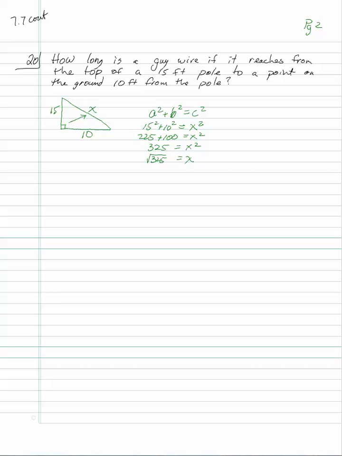And it's plus or minus, but again, since it's a real-life application problem where we don't want to have a negative for the wire, that wouldn't make sense, so we throw that one out. The square root of 325 is about 18.0. How many places do we want? It doesn't say, so go out 3 places. That's probably good enough. 18.028 feet. So it's a little longer than 18 feet.